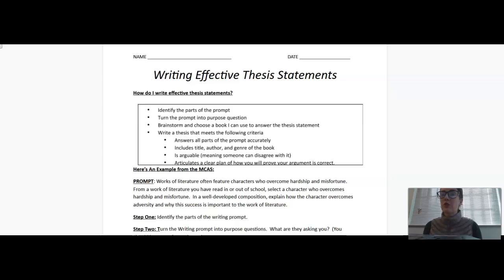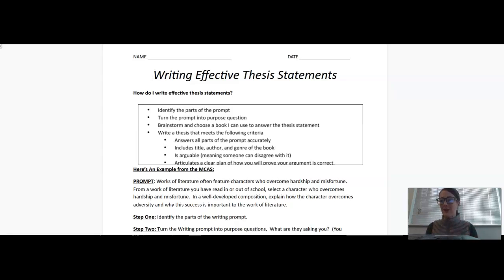I need to brainstorm and choose a book that I can use to answer the thesis statement. Remember, when you're writing the long composition, you're not going to have the book or text with you, so you need to remember it from memory. So I want to choose a book or a story that I know well. And you will write a thesis that meets the following criteria. Includes all parts of the prompt accurately, includes title, author, and genre of the book, is arguable, that means someone can disagree with it, and articulates a clear plan for how you will prove your argument is correct.